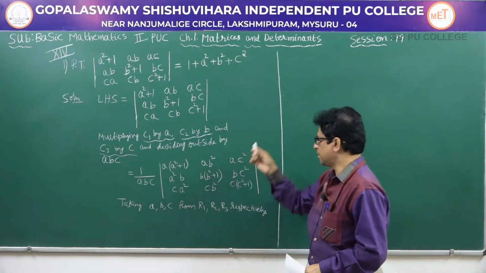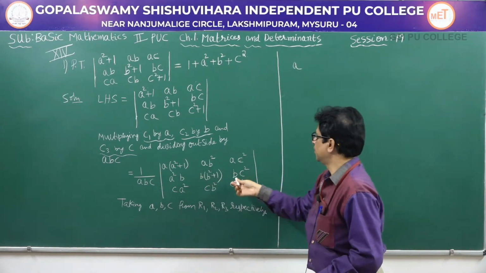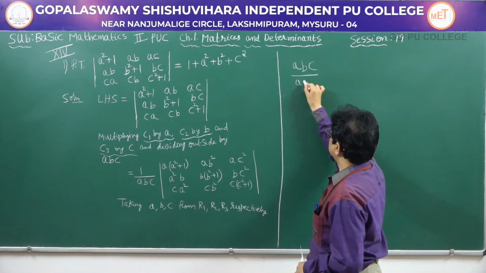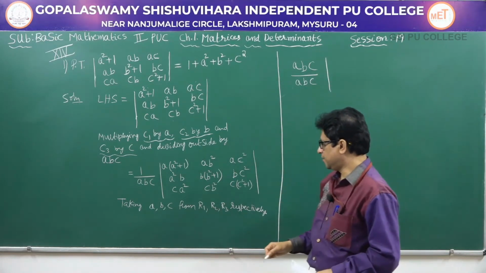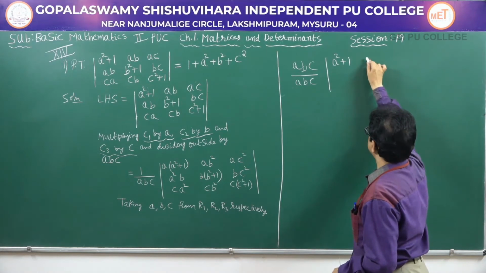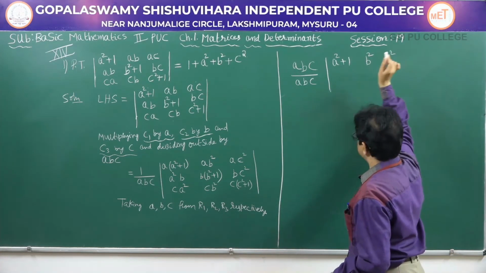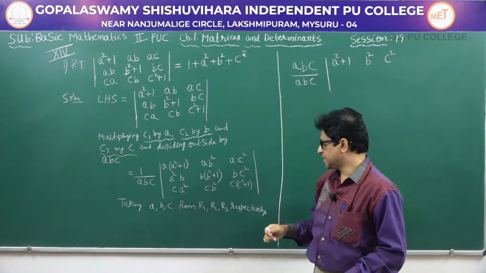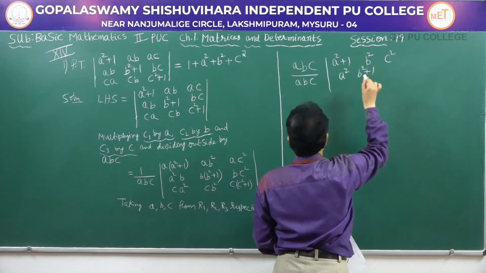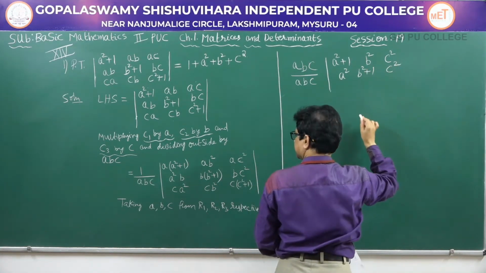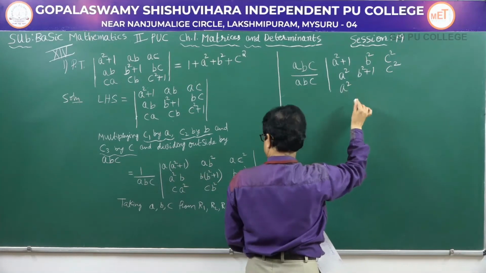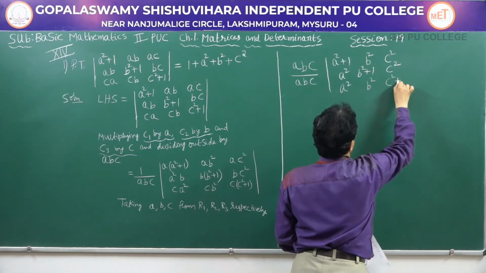In the first row, if we take A common, we get A. In the second row, we take B common, B. In the third row, if we take C common, C, divided by A, B, C into determinant of: the first row becomes A square plus 1, B square, C square, and the second row becomes A square, B square plus 1, C square, and the third row becomes A square, B square, C square plus 1.